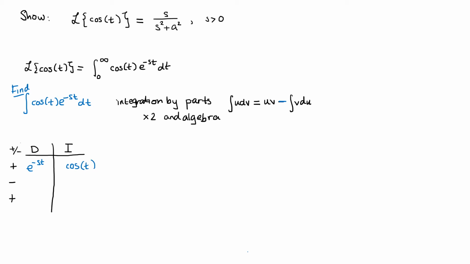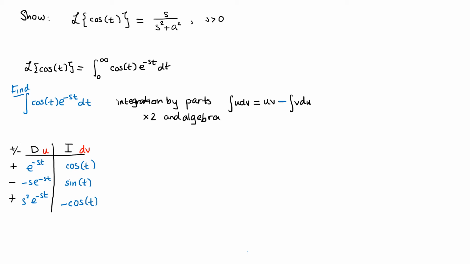So we're going to do it twice. The derivative of e to the negative st is going to be negative s e to the negative st, and its second derivative is going to be s squared e to the negative st. The integral of cosine of t is sine of t, and the integral of that is negative cosine of t. So the part that we're differentiating is playing the role of u, and the part that we're integrating is playing the role of dv. Okay.